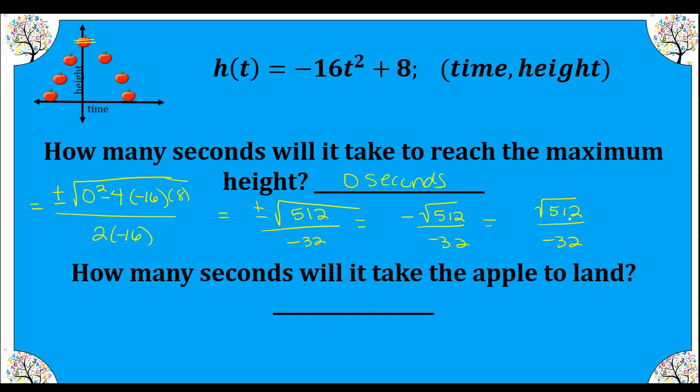So I can tell you this is going to be our irrelevant root. So I have negative square root of 512 divided by negative 32. That gives me about 0.7. So this is about 0.7. This one's going to be negative. It's irrelevant. So this point is about 0.7. So it takes less than a second for the apple to hit the ground.